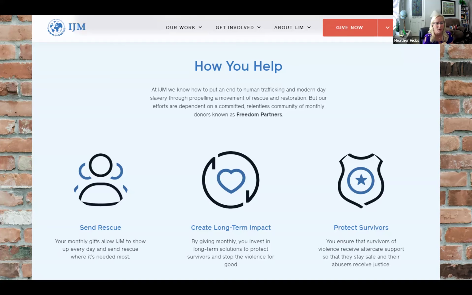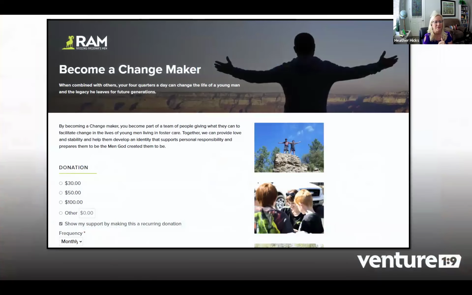Also look at the charity: water giving page on the spring. They do a phenomenal job of that as well, in the lower part below the fold on their monthly giving page. Here's what Renee developed with her Become a Change Maker. Very simply, it says, when combined with others, your 4 quarters a day, love it, Renee, your 4 quarters a day can change the life of a young man and the legacy he leaves for future generations.